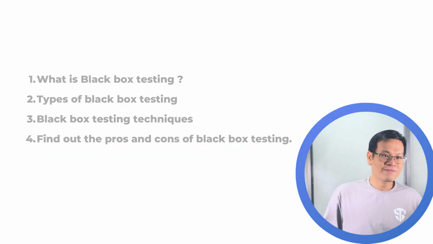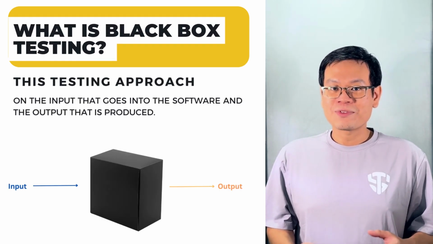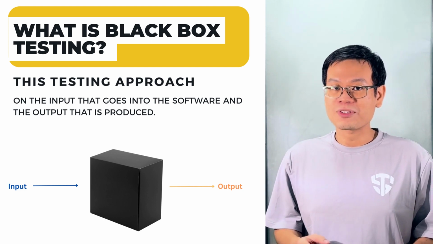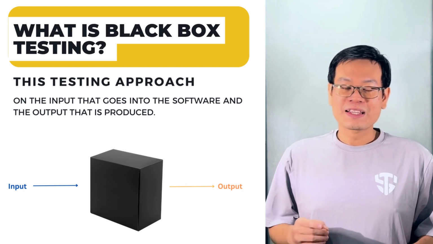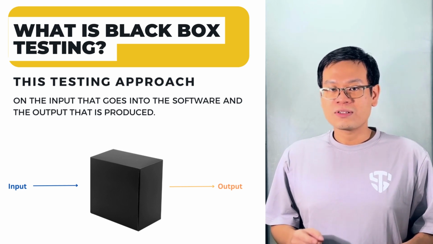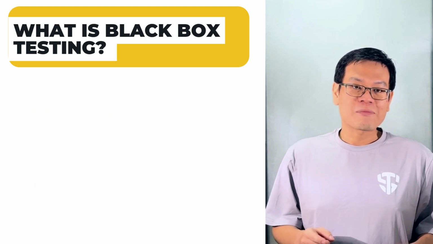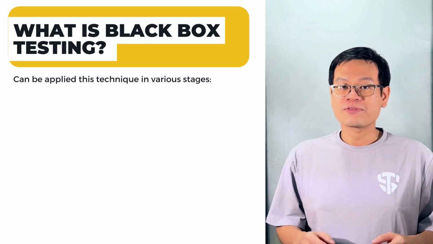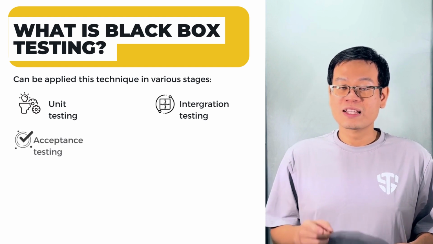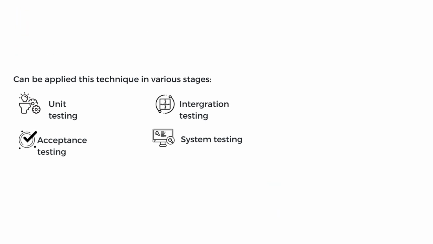Let's get started. So first of all, we need to know what is Blackbox testing. Simply put, Blackbox testing is a kind of test where you only care about the input and output of something. Normally, a test team will not need to know the inside details such as code, logic, and development method. Blackbox testing can be used throughout the development cycle. It can be utilized in many stages, such as unit testing, integration testing, acceptance testing, and system testing.